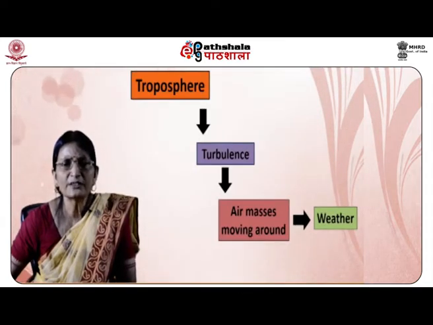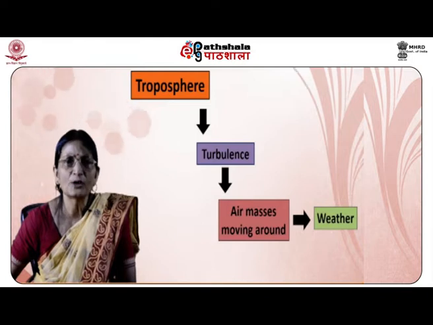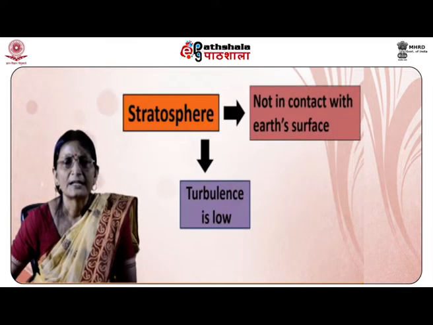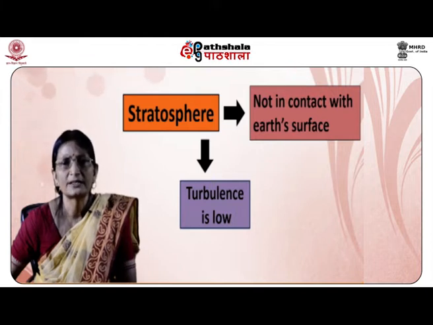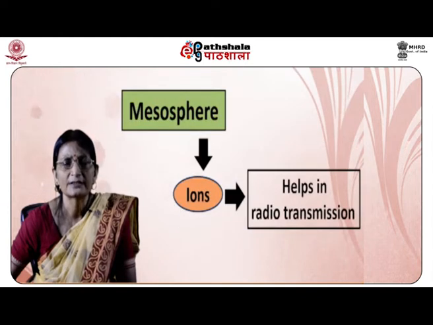The troposphere is characterized by turbulence. This is because there are air masses moving around, and that is what gives a place its weather: the movement of air masses, and along with that, water vapor. In the stratosphere, the turbulence is much lower because the stratosphere doesn't have that much movement, since it is not in contact with the surface of the earth.